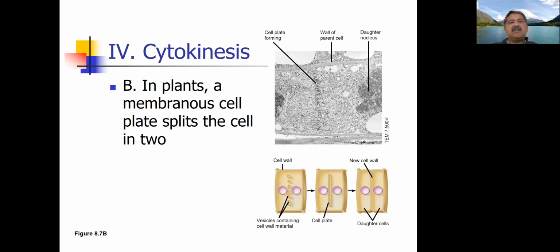And that doesn't occur in plant cells because in plant cells, you have a cell wall. So you can't have the pulling of the string that you see in animal cells. So instead what happens is you have this cell plate starting to form right there. Once it becomes complete, you've got your two cells. And so you have cytokinesis.